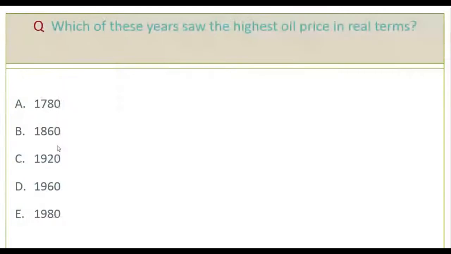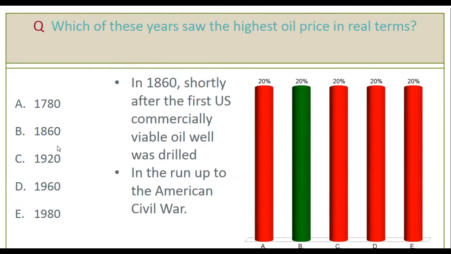So let's go with a quiz question to start with. Which of these years do you think saw the highest oil price in real terms? 1780, 1860, 1920, 1960, or 1980? Well, you might be surprised to find that the answer is actually 1860, shortly after the first US commercial oil well was drilled and in the run-up to the Civil War in America.